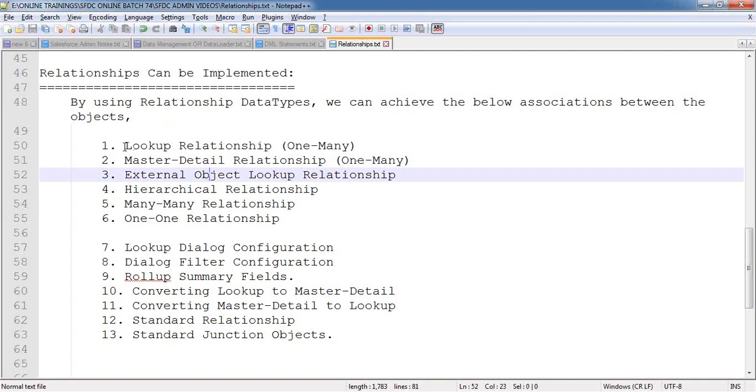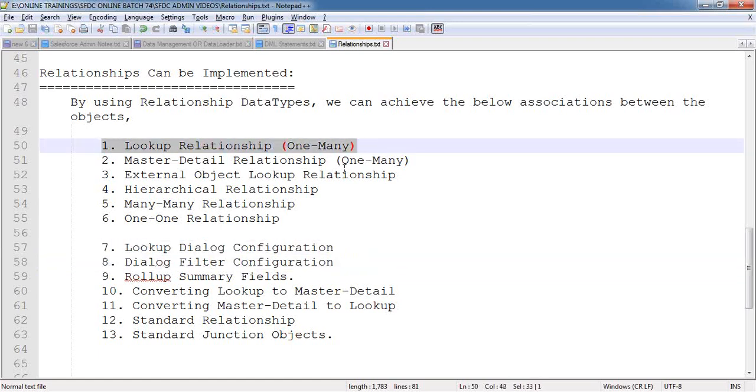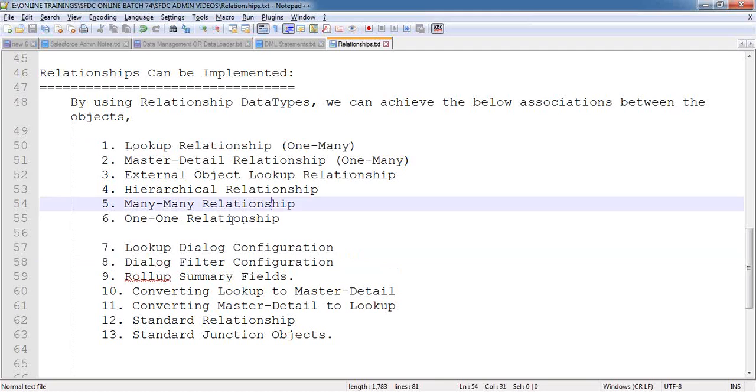Tomorrow morning also we'll have the session as usual. We'll start the lookup relationship concept tomorrow morning. We can cover the lookup association, and if possible we'll go with the lookup dialog configuration and the lookup filter configuration also. All these three features we can cover in tomorrow morning's session.